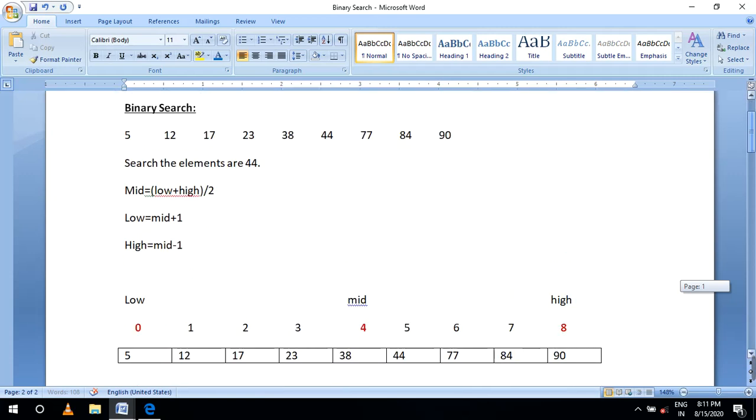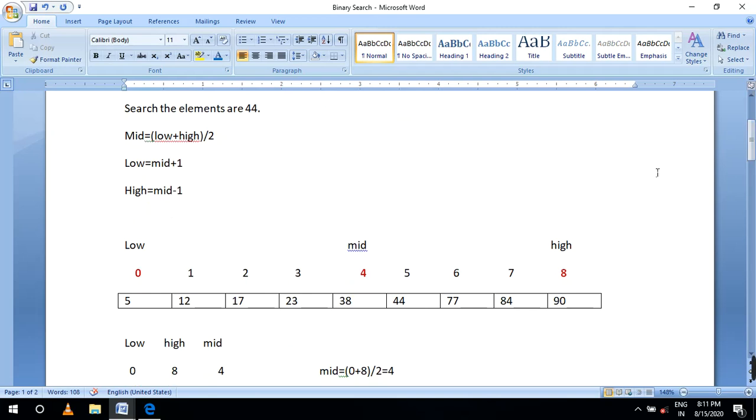I will calculate the mid value: mid equals (low plus high) divided by 2, low equals mid plus 1, high equals mid minus 1. Your starting position is the low level, this is the mid level, and this is the high value. So how do we calculate mid? 0 plus 8 divided by 2 equals 4. This is the mid value.